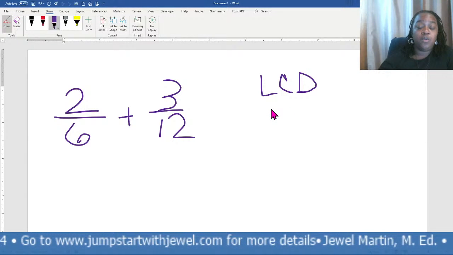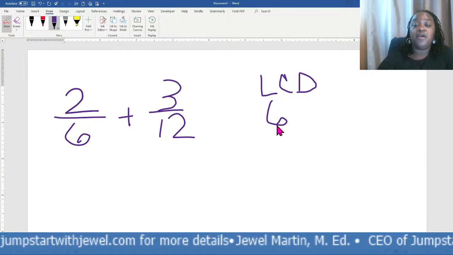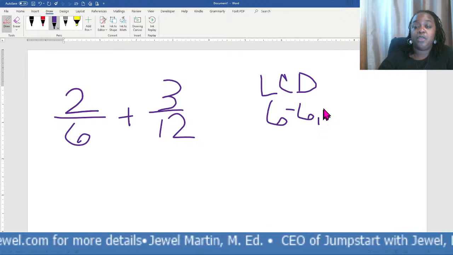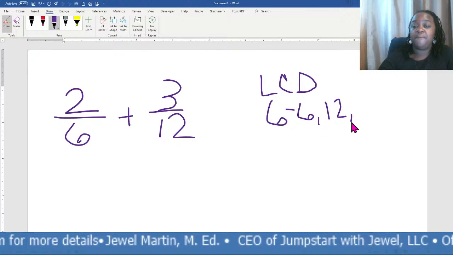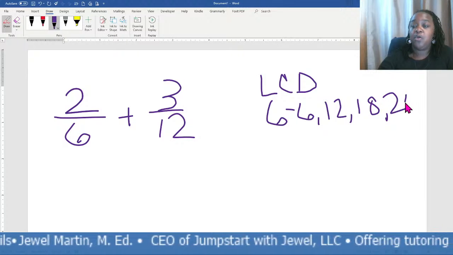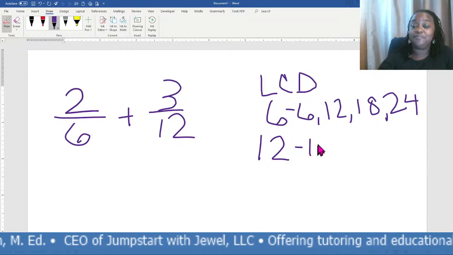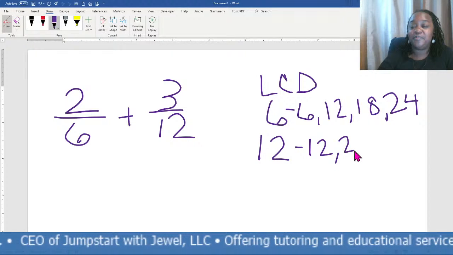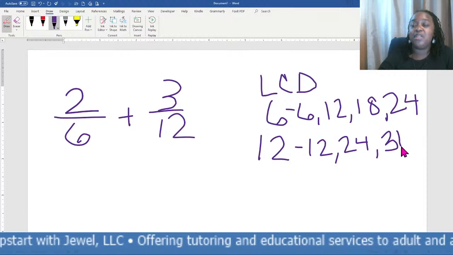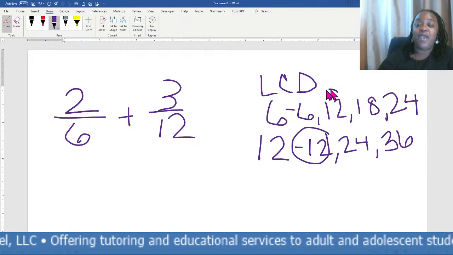So what are the factors of 6? We've got a 6 and a 12 in the denominator. What are the multiples of 6? You've got 6, 12, 18, and 24. What are the multiples of 12? 12, 24, and 36. So, what is the LCD? What is the lowest or the least common denominator? It is going to be 12.